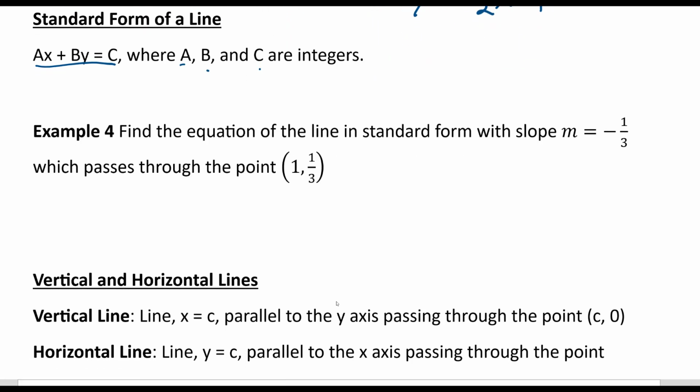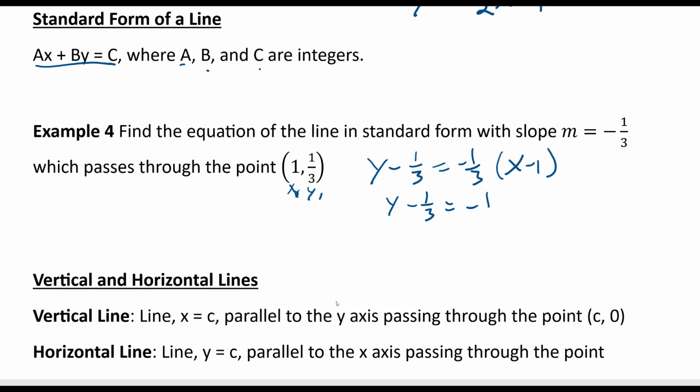So write the equation of the line in standard form with slope m equals -1/3, and it goes through (1, 1/3). So we'd have y minus 1/3, because this is our y1, this is our x1, equals -1/3 times x minus 1. So y minus 1/3 equals -1/3 x. -1/3 times -1 is plus 1/3.